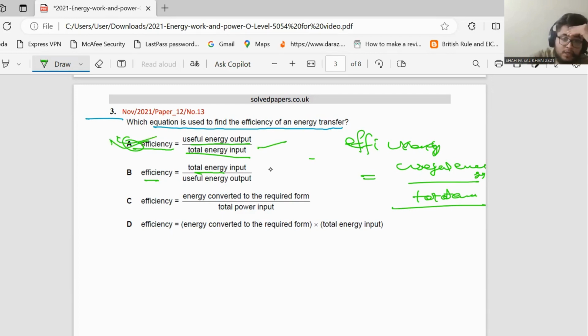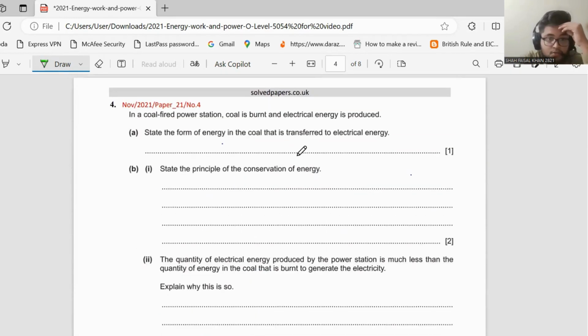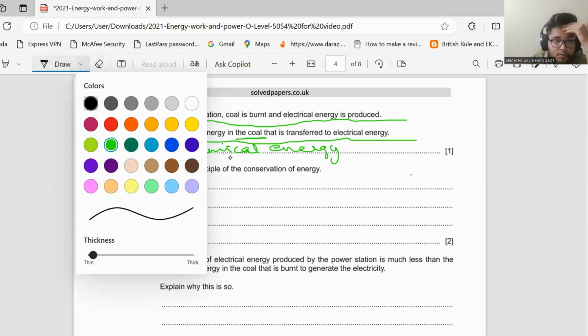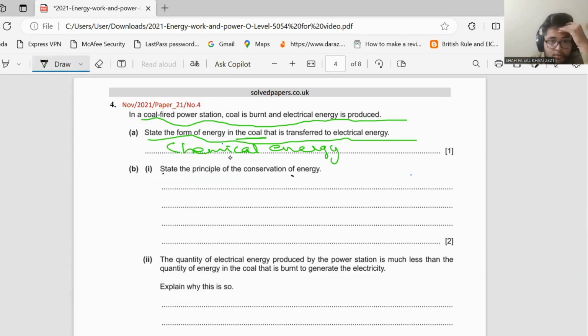Let's not waste time and let's go on to the next question. In a coal-fired power station, coal is burned and electrical energy is produced. State the form of energy in the coal that is transferred to electrical energy. So what's the form of energy in the coal? It is chemical energy. This is a factual question. Chemical energy. Now we are done with this.